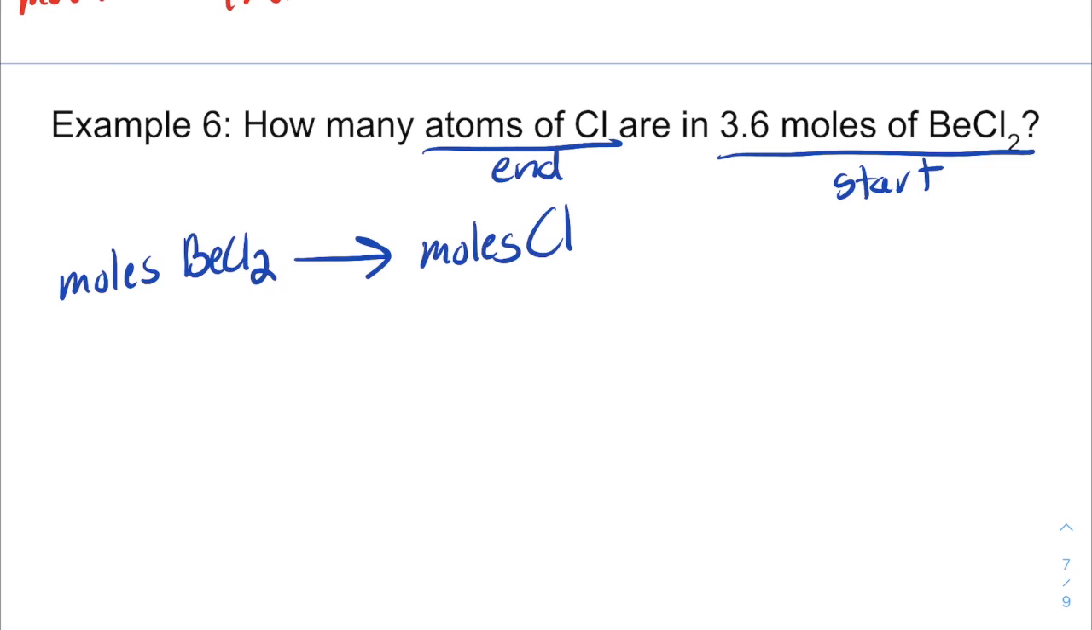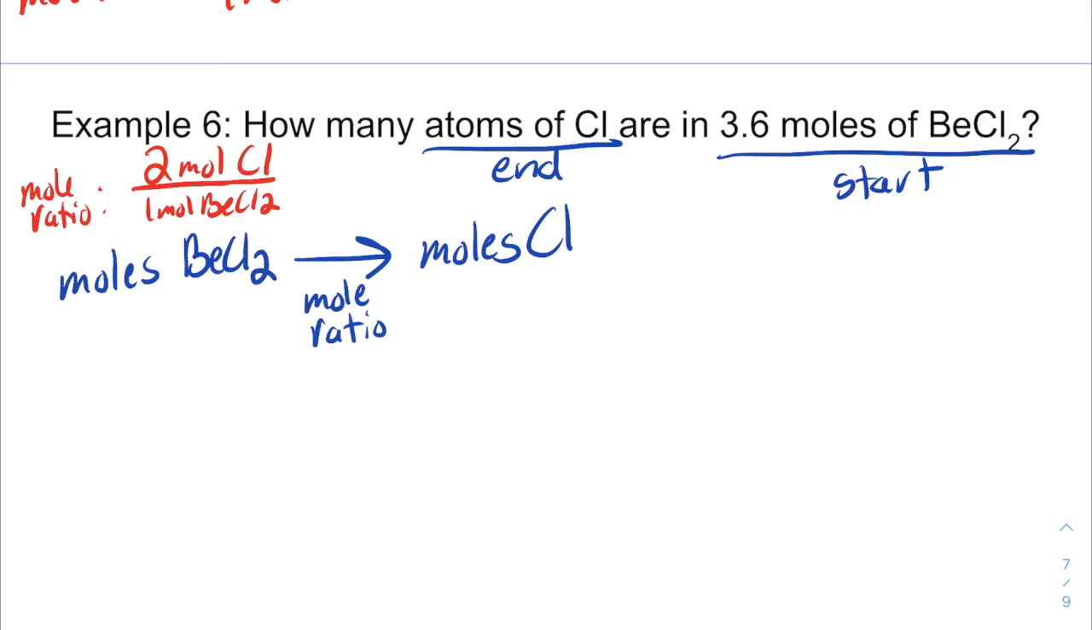How can I go from moles of one thing to moles of another? So when we're trying to go from moles of BeCl2 to moles of Cl, we can use a mole ratio. This is where we can use our mole ratio. Let's go ahead and get our mole ratio. Our mole ratio is going to be, for every 1 mole of BeCl2, we have 2 moles of Cl. That's going to get us to moles of Cl.